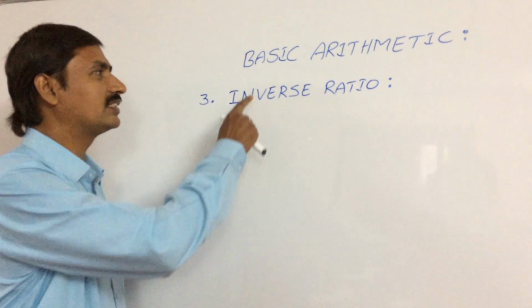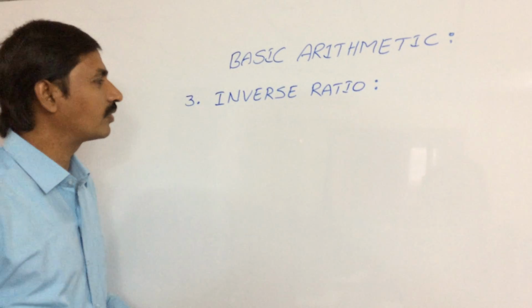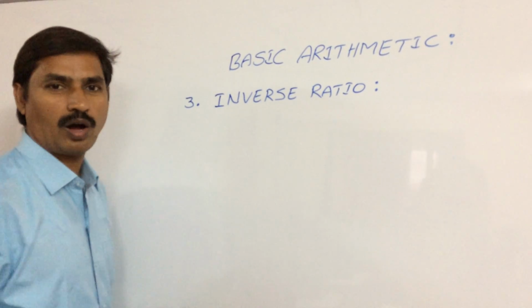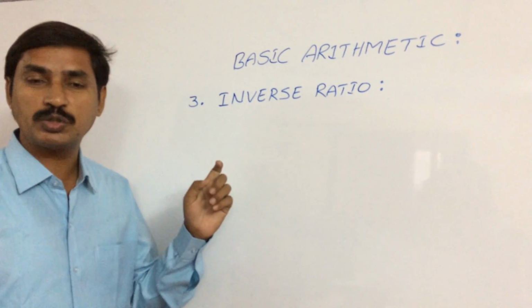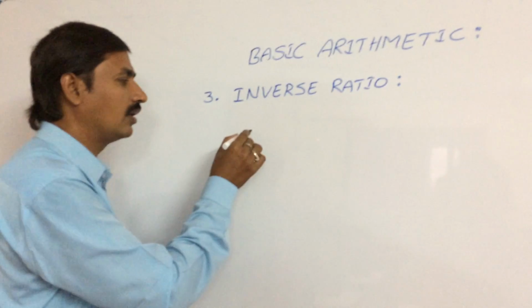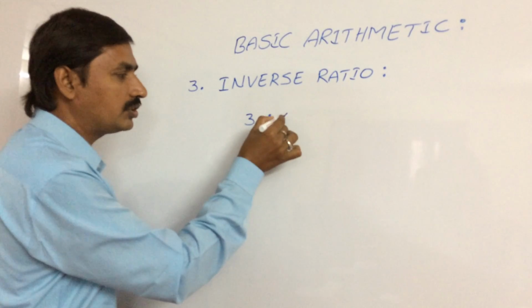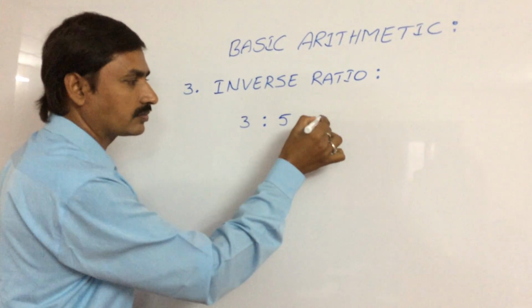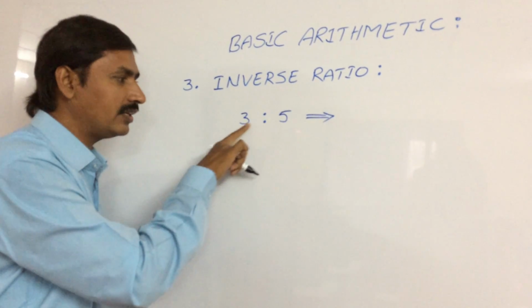Today we are going to discuss the third point from basic arithmetic, which is inverse ratio. How to find the inverse ratio, and this inverse concept is much more important in all the areas of arithmetic topics. Let us say how to calculate the inverse for the ratio 3:5, where two terms are there in the ratio.